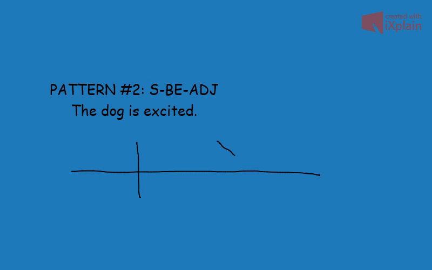And when we diagram pattern number 2, notice that is a be verb. It's a form of the be verb. Dog is the subject, so it goes in the first spot there. And excited is the adjective. And then the tells us which dog. So the is going to be diagrammed under dog.